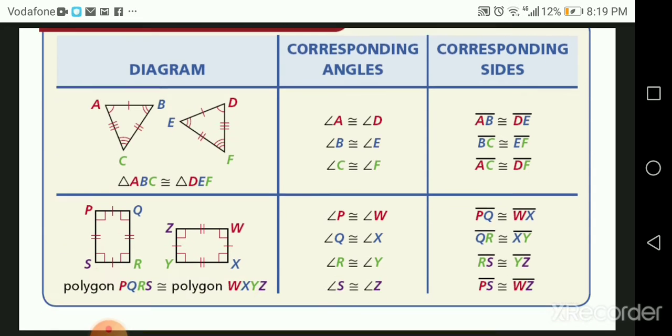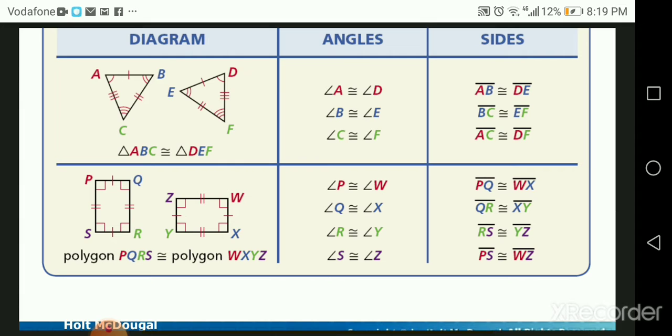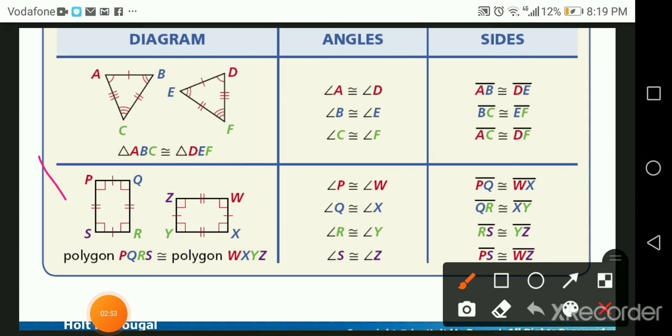This is for the first diagram. I have here the second diagram. As you see, I have this polygon called PQRS. It's congruent to polygon WXYZ. This is a very important note, because if you don't have the drawings and you just have the letters, you can say that P and W are congruent, by order, guys, by order. Q is congruent to X. R is congruent to Y, and S is congruent to Z.